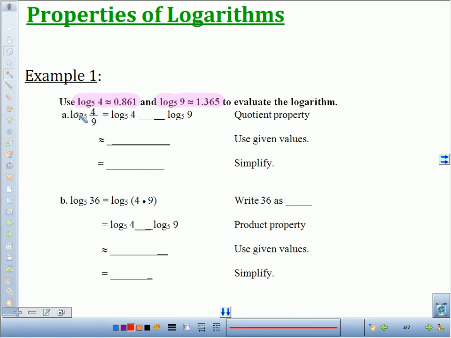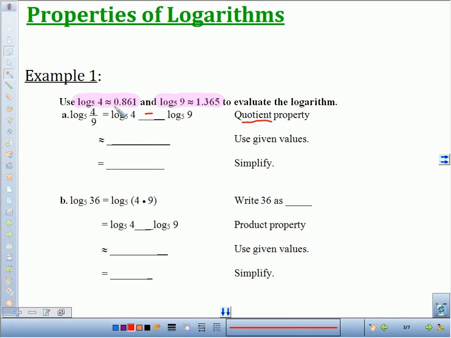Now we start with A. We have log base 5 of 4 divided by 9. Well, according to our quotient property, if I have m divided by n, I can rewrite that as log base 5 of 4 minus log base 5 of 9. So instead of having one log where I'm dividing, I'm going to have two separate logarithms that I'm subtracting using the quotient property.